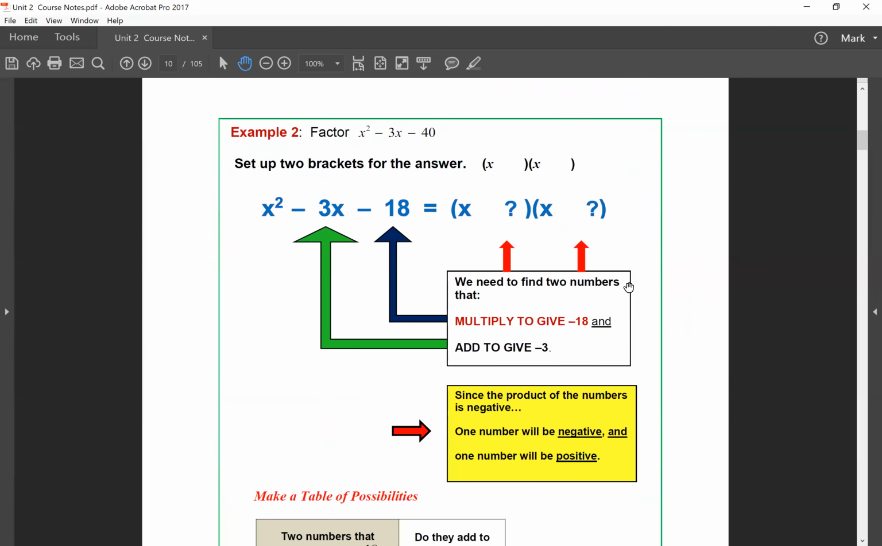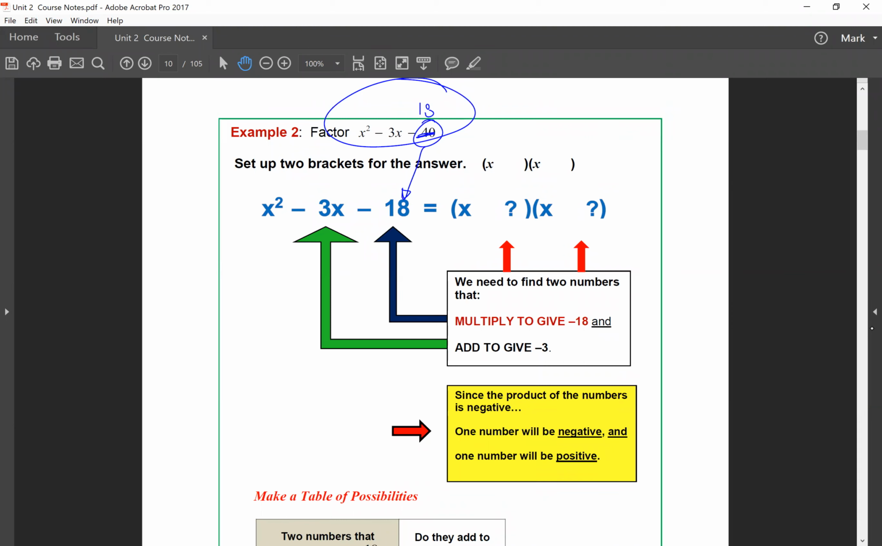So what about this example? It says factor x squared minus 3x minus 40. Oh, sorry, I don't want to say a typo here, but there's a difference. This should be negative 18. So again, guys, I'm solving this with the 18 put in there, not the 40. It's a little typo there. It says x squared minus 3x minus 18.